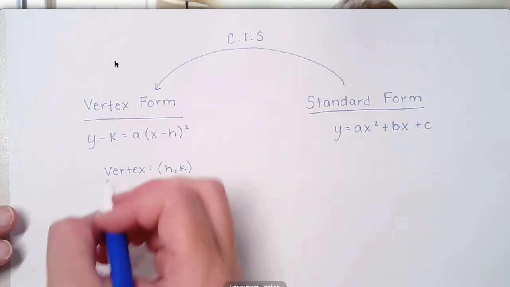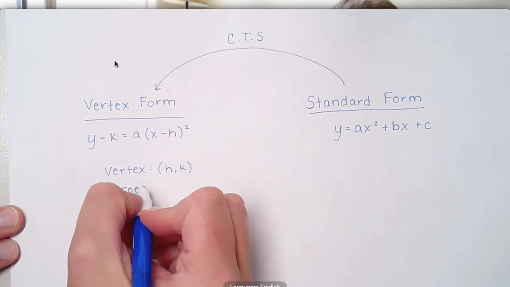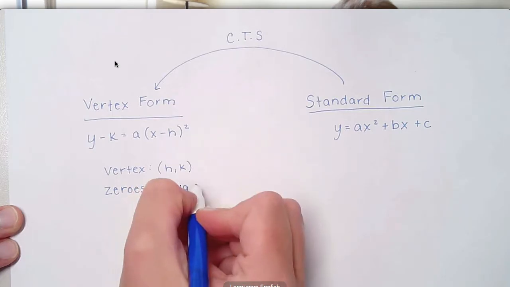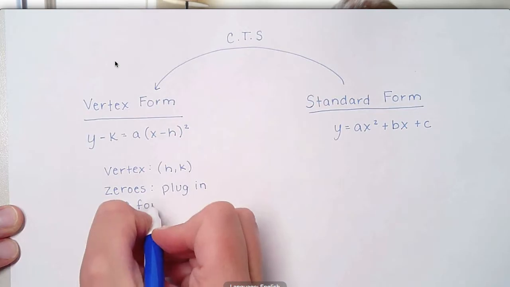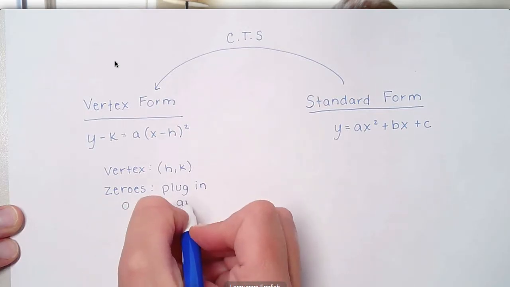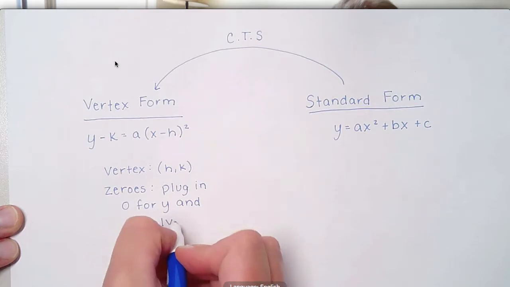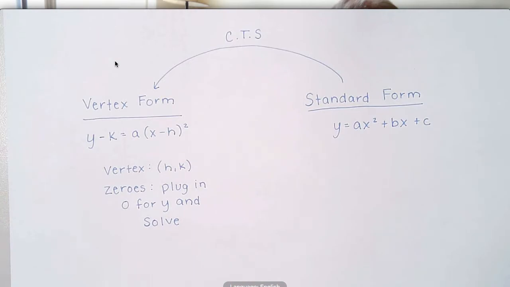And then we can also find the zeros, or the roots, and we did that by plugging in a 0 for y. And then we solved. Okay, so that was the last lesson we did, was converting and then doing vertex and zeros. Our ultimate goal here is to make you a flexible problem solver.